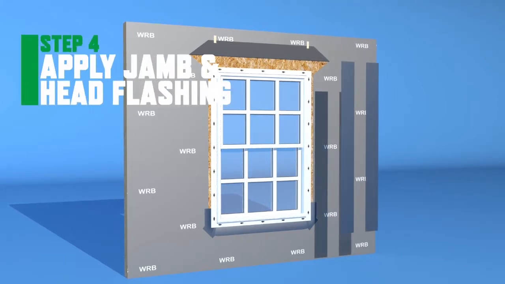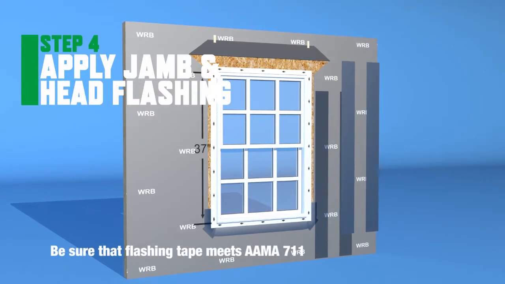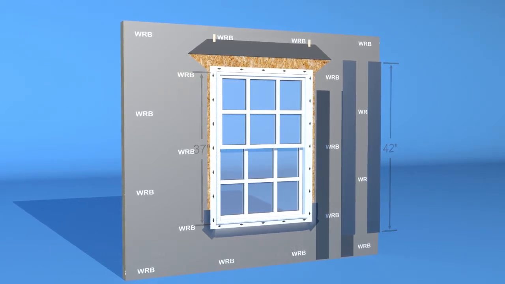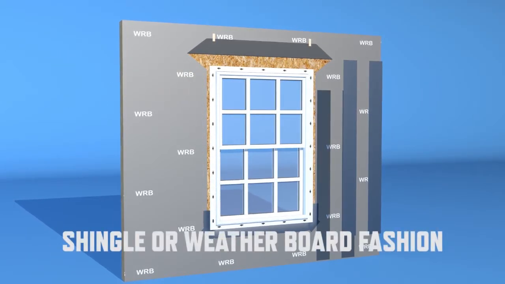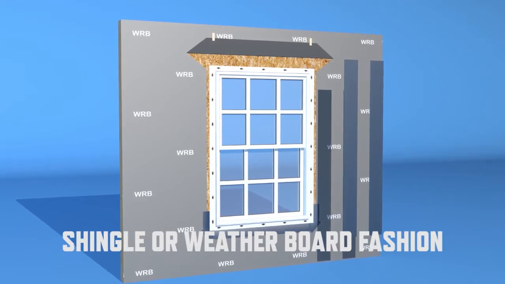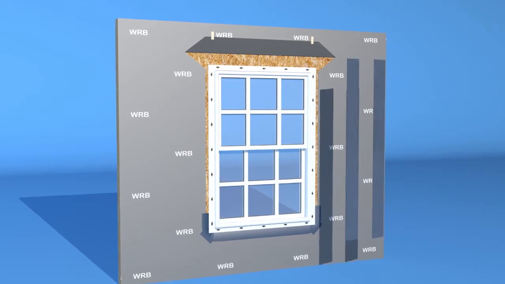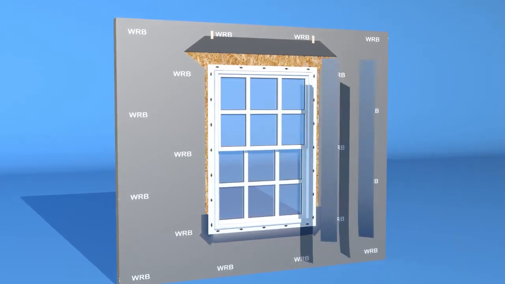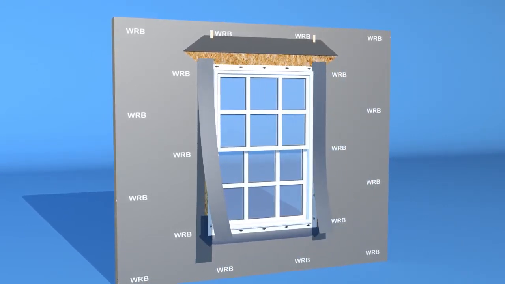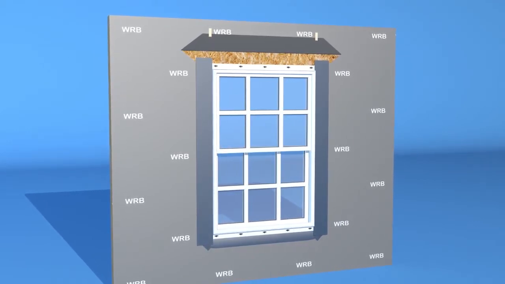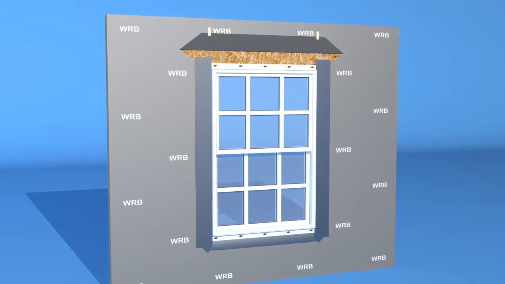Cut two lengths of 4-inch wide flashing tape equal to the rough opening jamb height, plus 5 inches. The jamb flashing must be installed in a shingled or weatherboard fashion over the previously installed sill flashing. Remove the release backing from the tape and apply it to the jamb over the nailing fin and the house wrap, integrating the house wrap, sheathing, and window as a cohesive system.